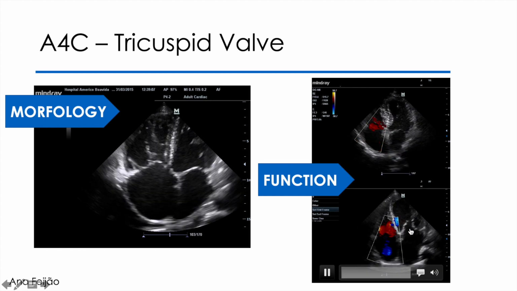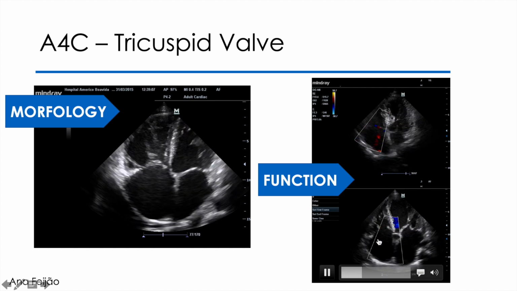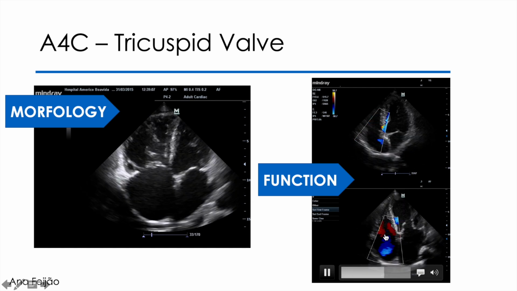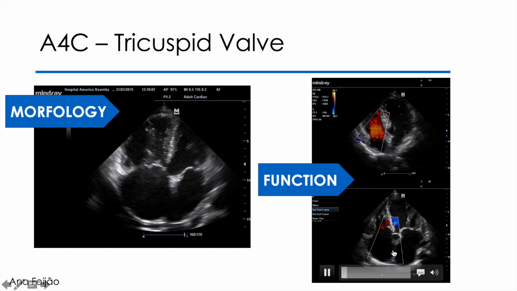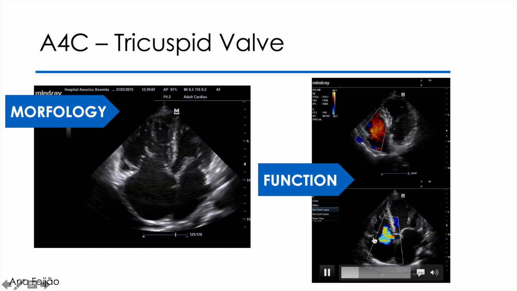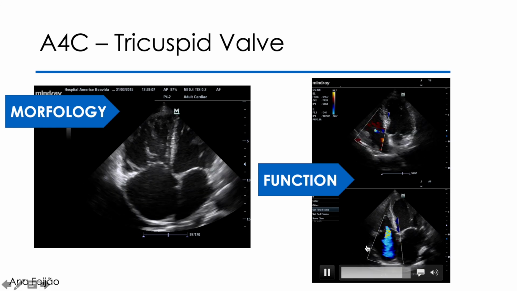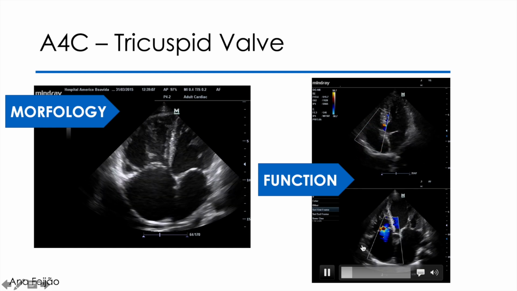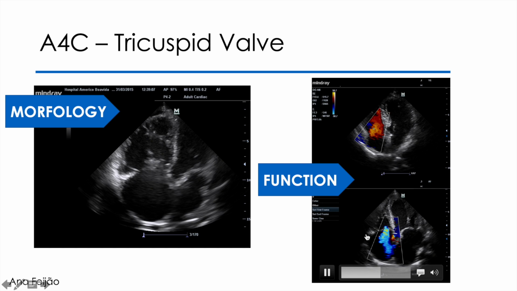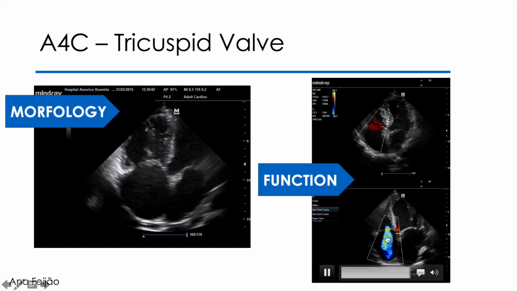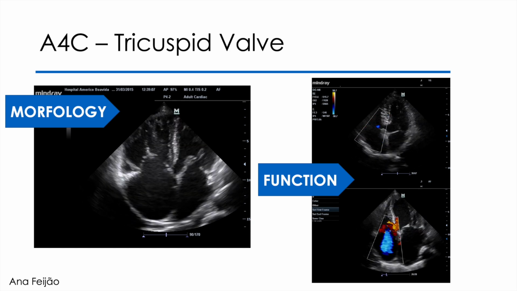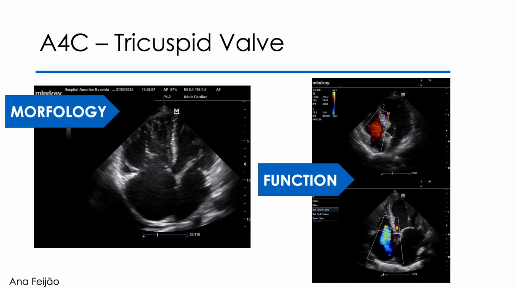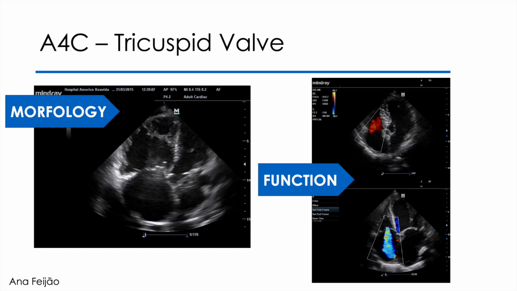And in this example here, we have an important regurgitation with a larger blue area occupying a large area of the right atrium. Next, I usually calculate the right ventricle, right atrium gradient, again to calculate the maximum velocity of tricuspid regurgitation that allows me to quantify the systolic pressure of the pulmonary artery.